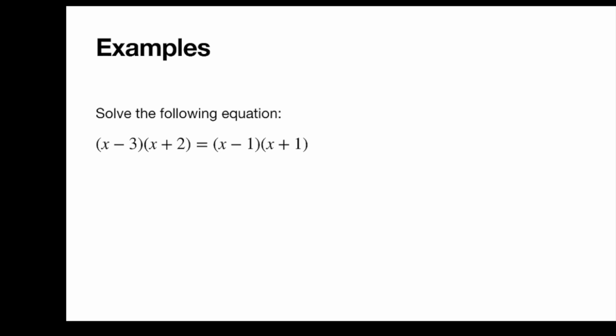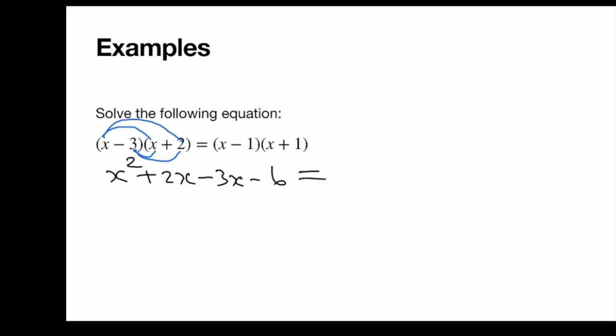So for the first one, the firsts will give us x squared. The outers will give you plus 2x. The inners will give us minus 3x. And the lasts will give us a minus 6, okay?